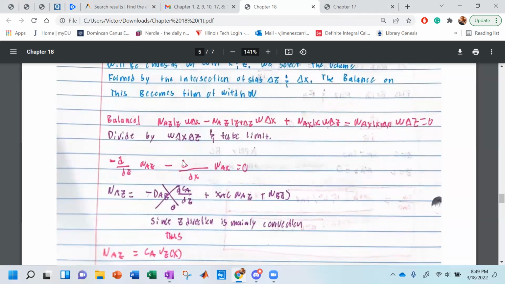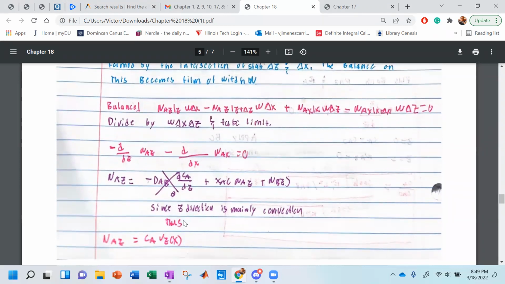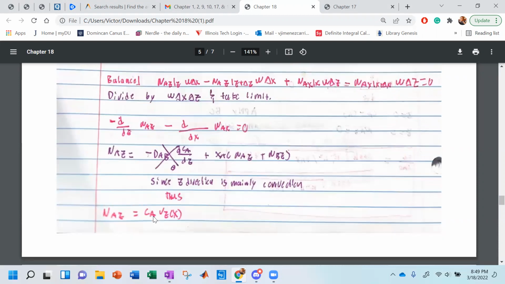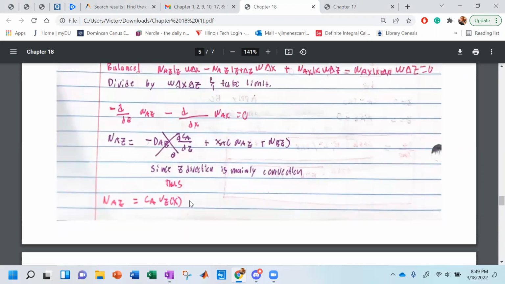You plug in NAZ and NAX. So here in this case, since NAZ is literally moving mainly downwards, you can assume that it's mainly convection because most of the work happening there is in the velocity. So this first term goes away. And it simplifies to NAZ plus NBZ, which is the same thing as saying this term right here, which we discovered in class was CA VZX, basically saying that most of our actual work happens because of velocity.